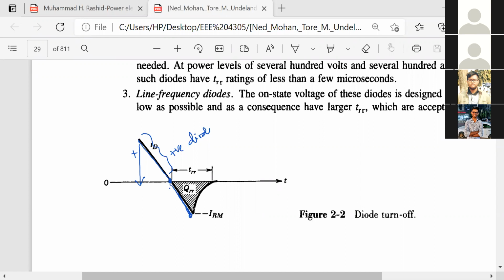Sir, is it for the capacitive effect of the PN junction? Yes, you can say. Last semester there was a reverse recovery time. Yes, reverse recovery time. Actually, what happened?